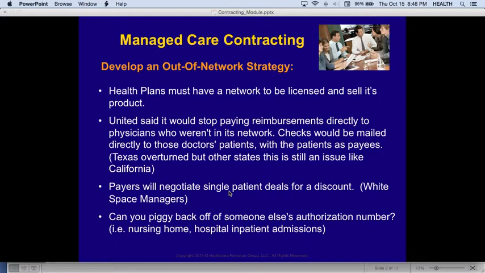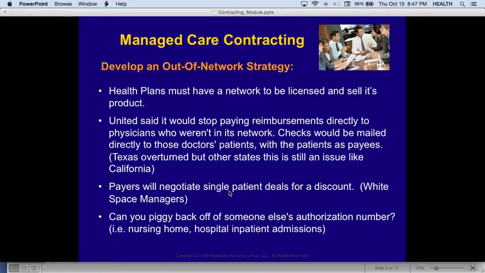In Texas, which is a provider-friendly state, Texas said, yeah, good luck, United. That's illegal in our state. So in Texas, even in an out-of-network situation where United has to pay the claim, they have to pay the provider. They cannot pay the patient. It is illegal. That is not the case, though, in California. So you've got to look at your state laws when you start looking at some of this. A little confusing. I know I'm talking really fast.